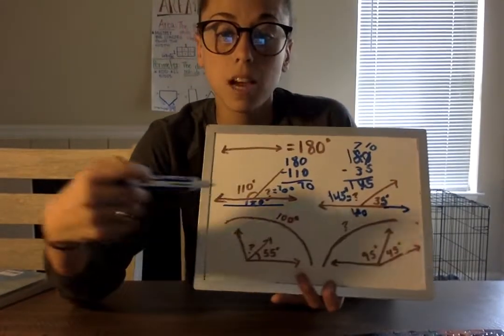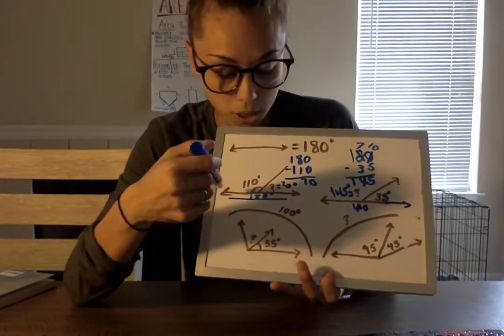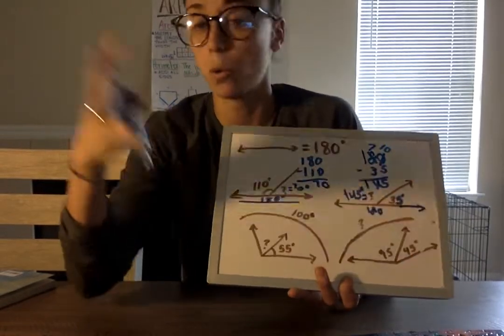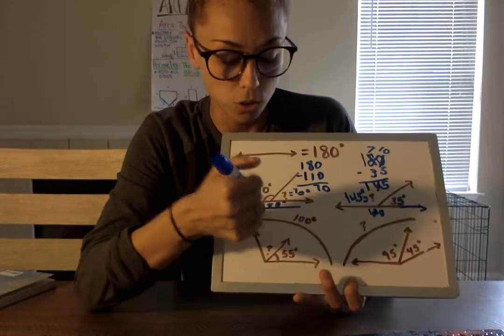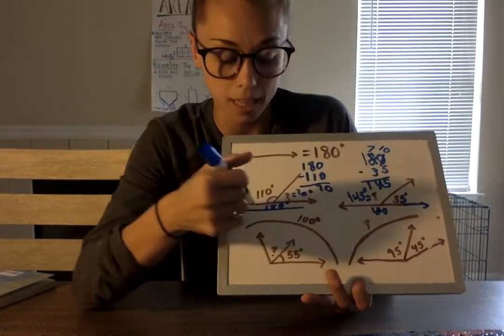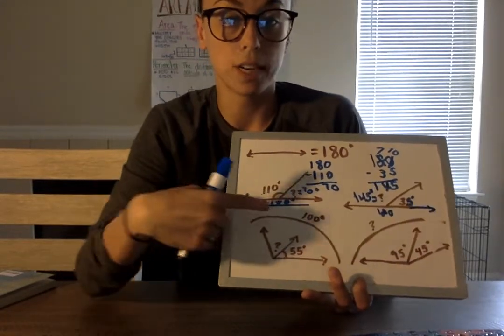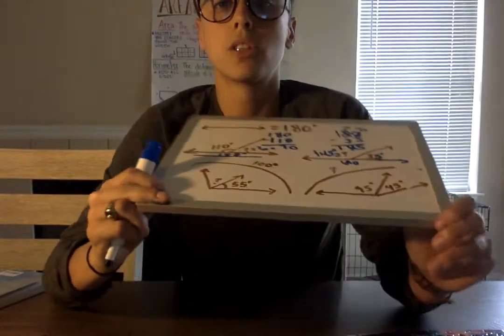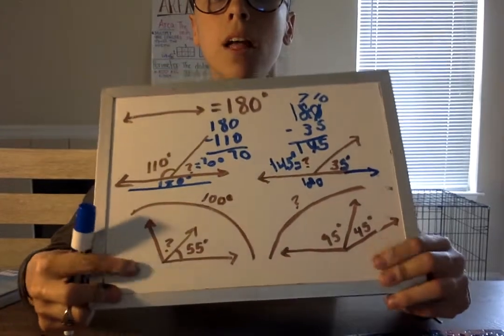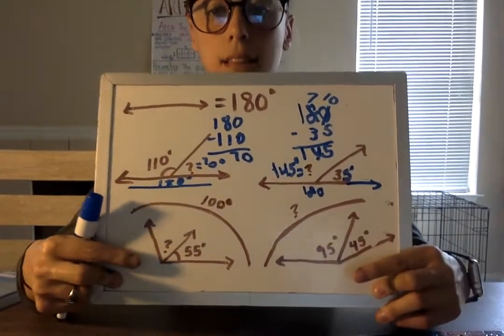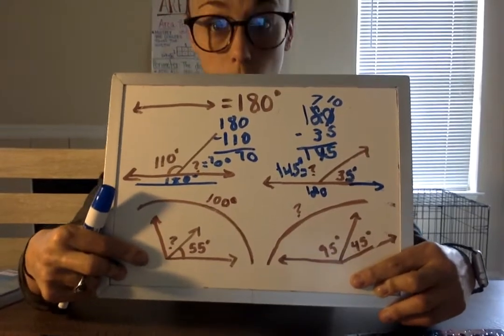Okay, so that's how you're going to solve it when it's a straight line and the straight line is divided into 2 or 3 or even 4 angles. You know all of the angle measurements have to add up to be 180 when this bottom part is a straight line. If you notice my two examples at the bottom, they are not straight lines. These are big angles that are separated into 2 angles.